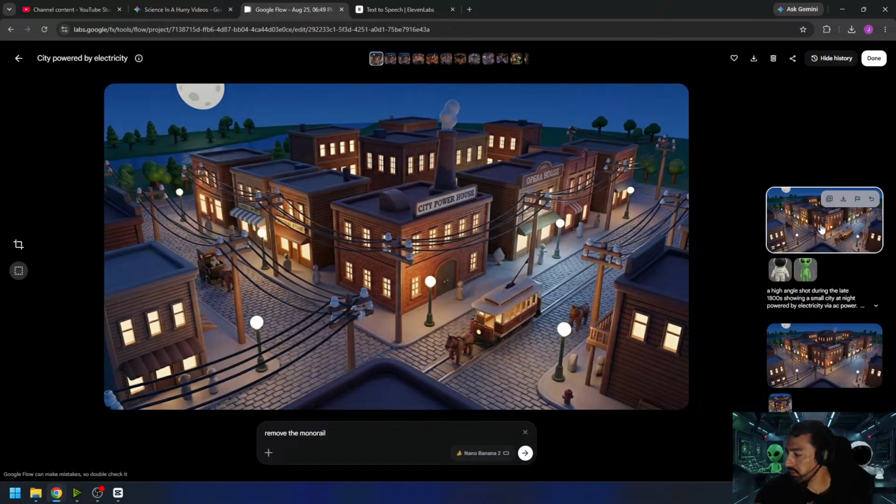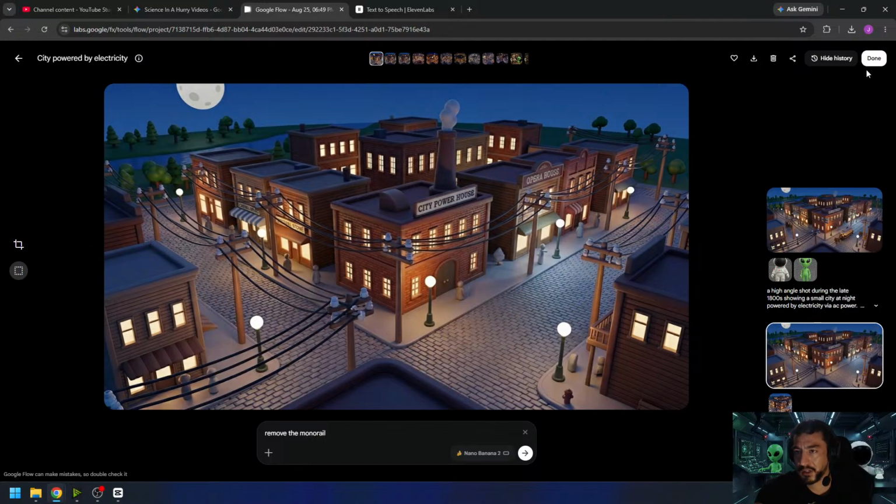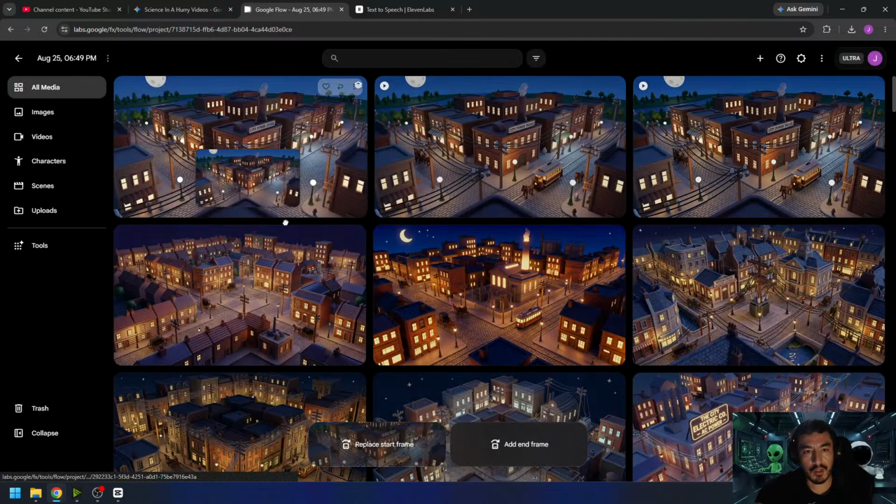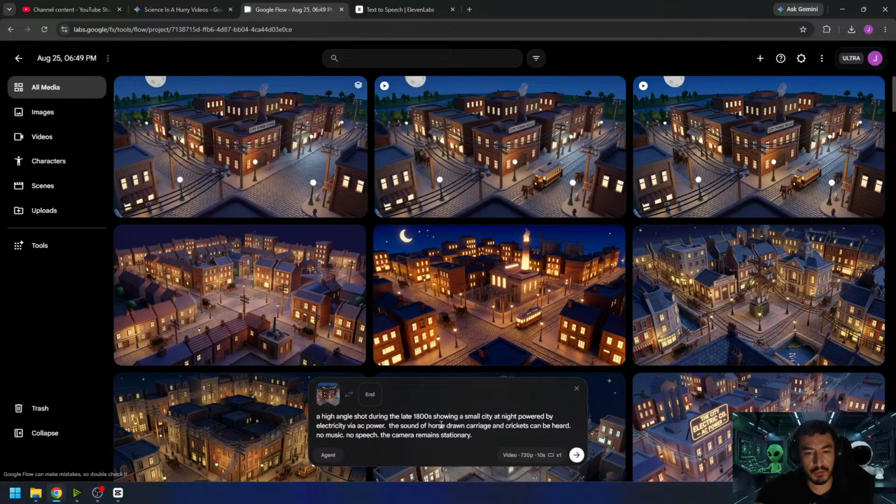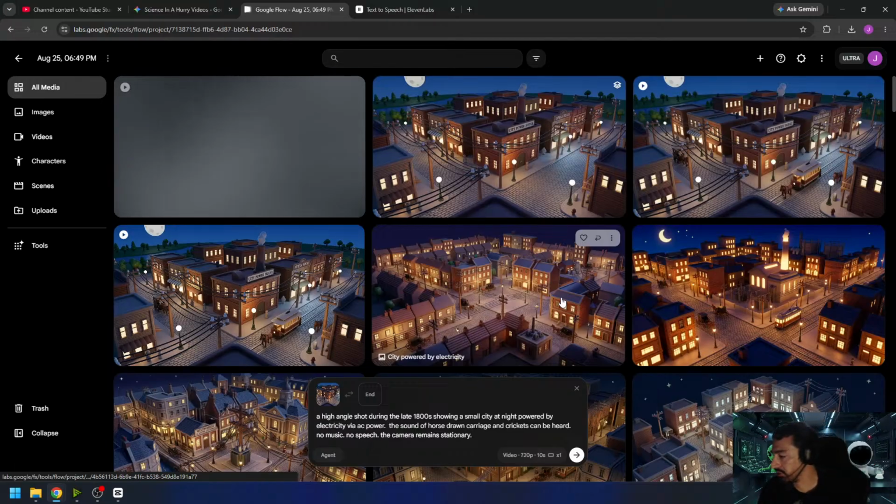But maybe the way I have the audio set up, it'll just generate ones for me since I have the sound of a horse-drawn carriage can be heard. See if that generates one for us, even though there may not be one on screen to start with.